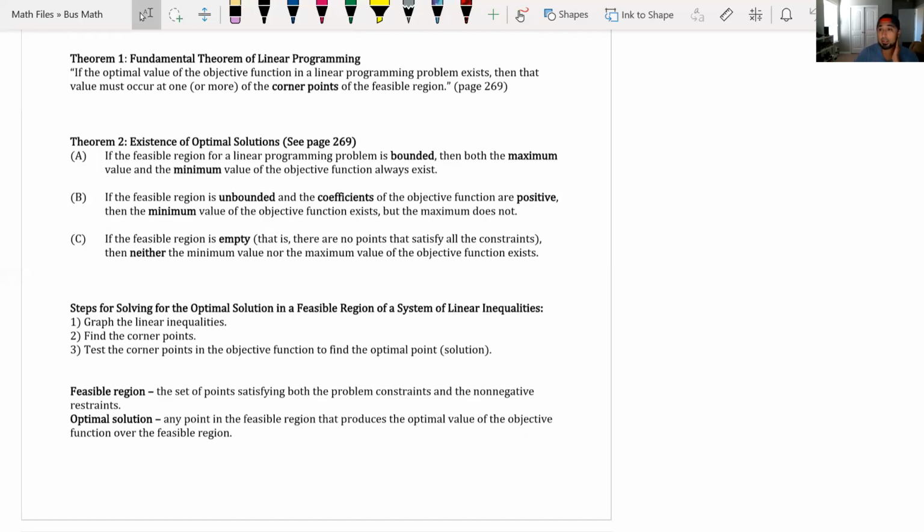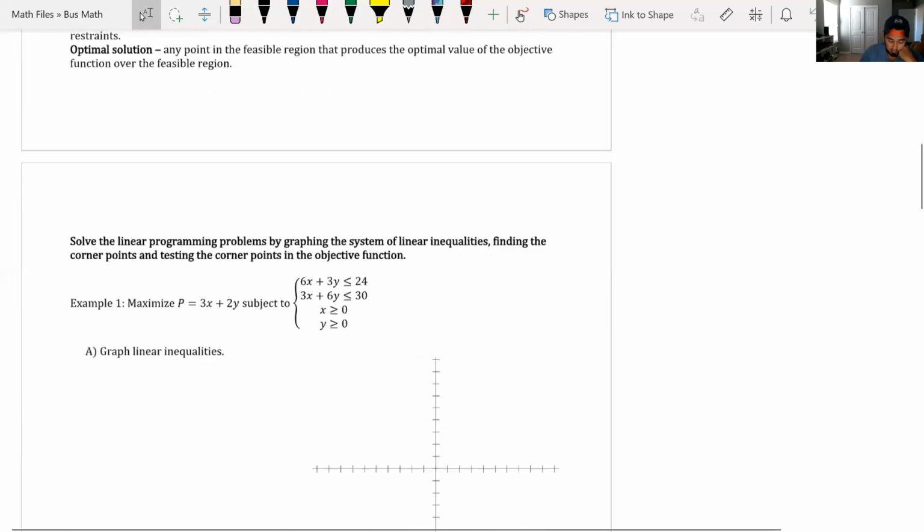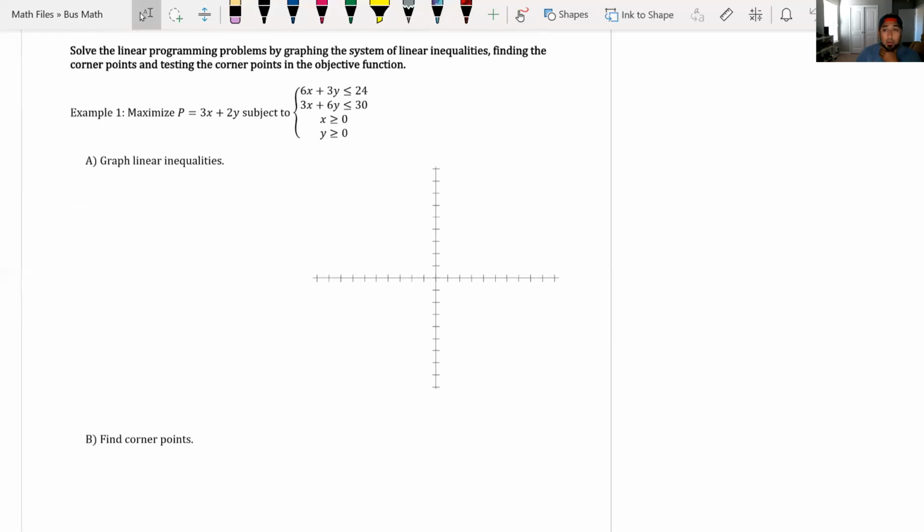All right. And there are our steps for finding our optimal solution. We will graph the linear inequalities, we will find the corner points, and we will test the corner points in the objective function. All right. Let's keep going. Solve the linear programming problems by graphing the system of linear inequalities, find the corner points, and test the corner points in the objective function.